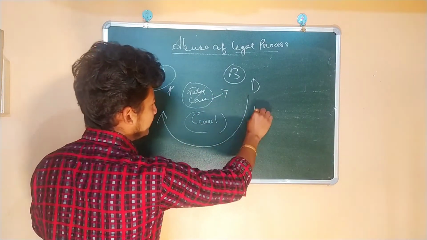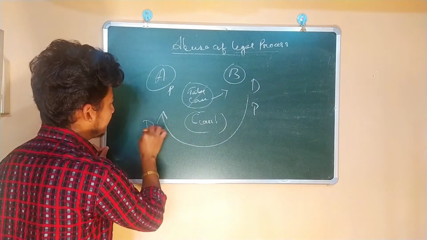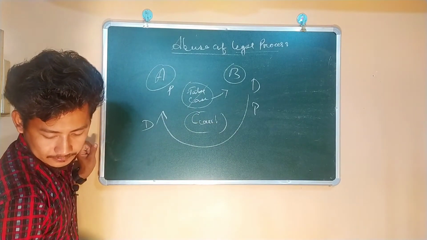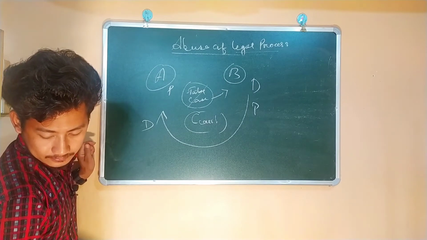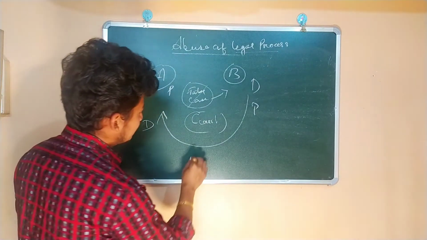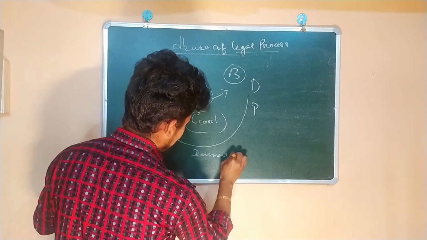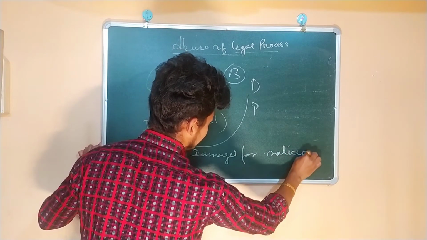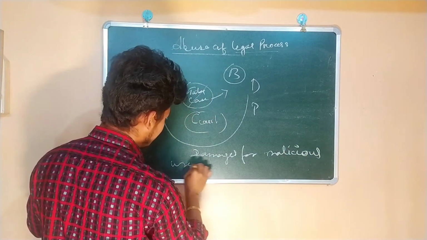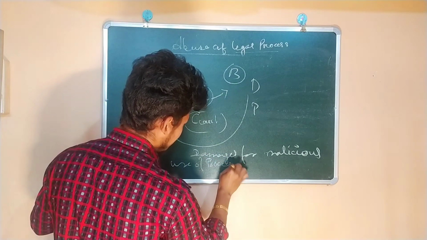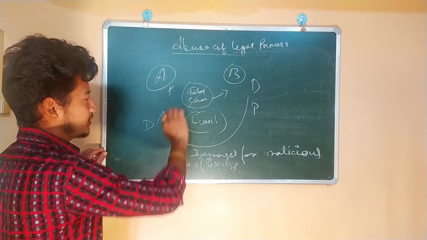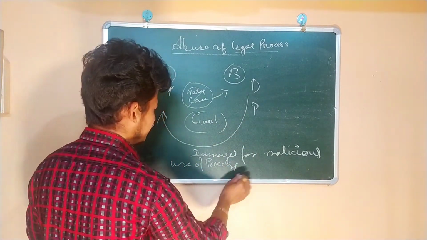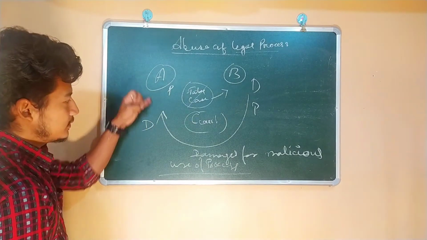Now the defendant will turn into a plaintiff, and A will be the defendant. So that process will be called damages for malicious use of process. So after the termination of the suit, the suit being filed by the defendant against the plaintiff will be called damages for the malicious use of process. Okay, so this is what it is.